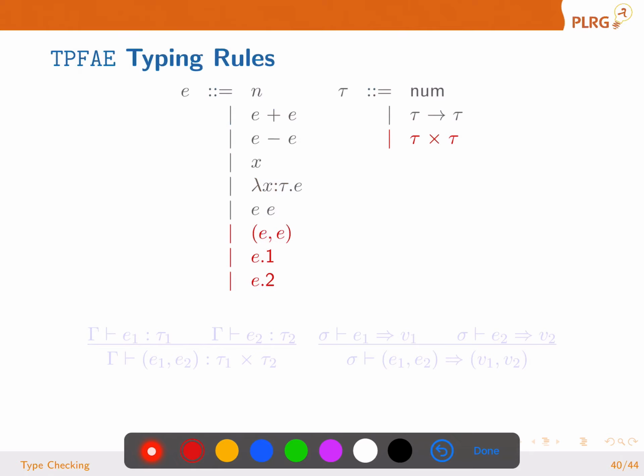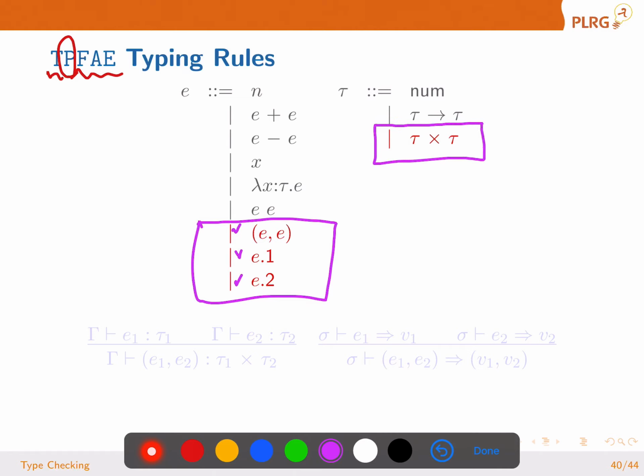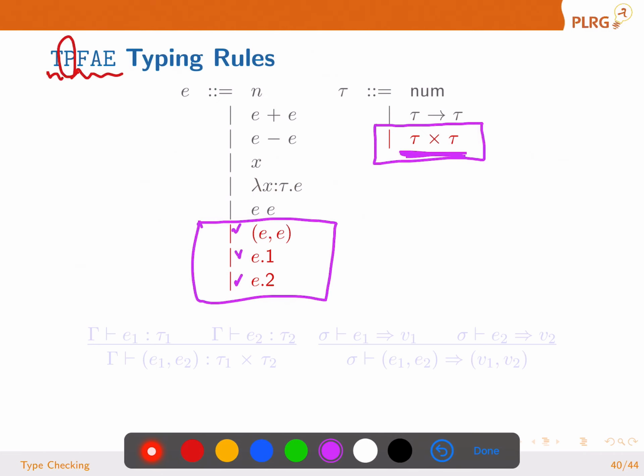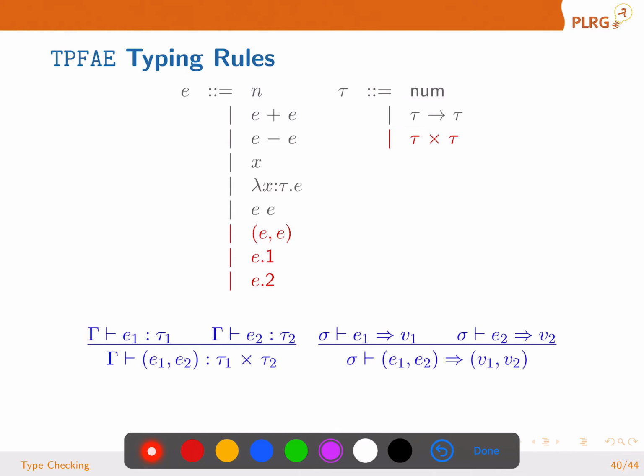Similarly, we'd like to extend FAE, actually TFAE, with a pair. This time, we have a pair expression, first component, second component, those expressions. And we extend the type, not only the value, but also the type, to have a pair type. So previously, we talked about the interpreter. Now, we are talking about types. What are their types? Yeah, there's nothing complex.